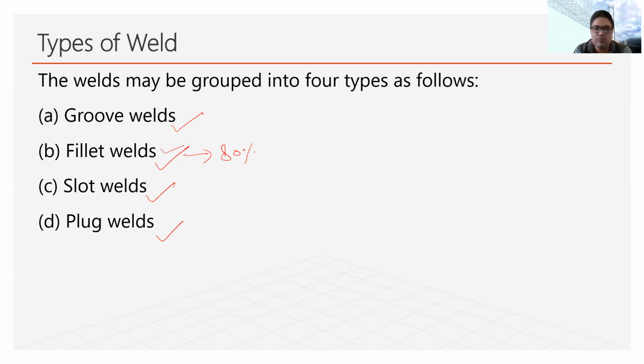Groove weld requires initial preparation work, and that is why it is a little difficult and a little costly, and in steel work it is about 15%. So 15% of joint work uses the groove weld. And slot welds are rarely used. They are used generally when it is not possible to provide a groove weld or fillet weld. Only in that case are slot weld or plug weld used.